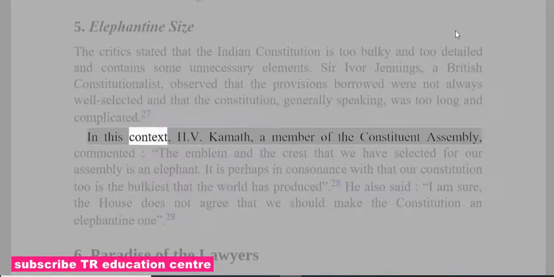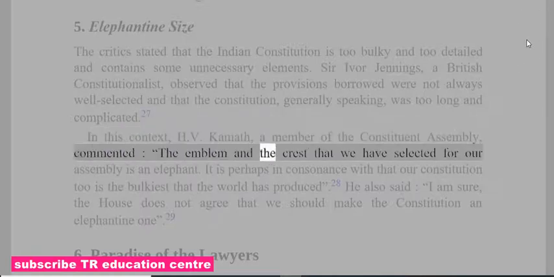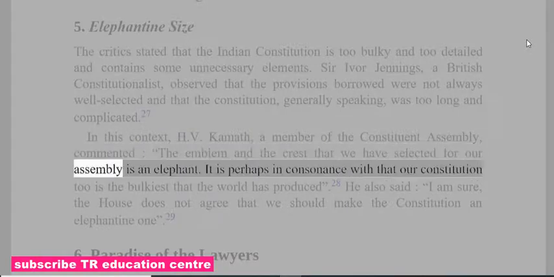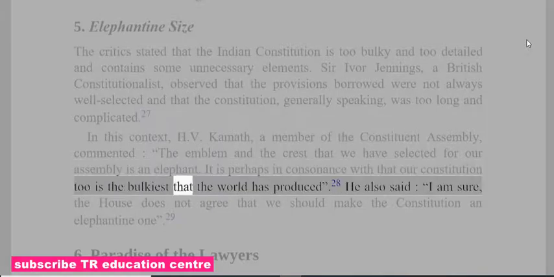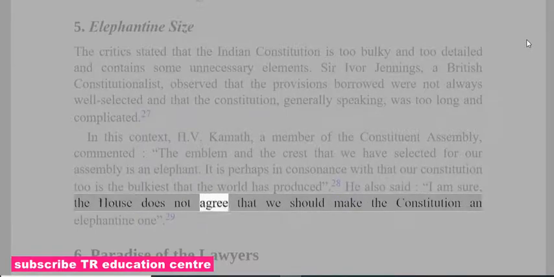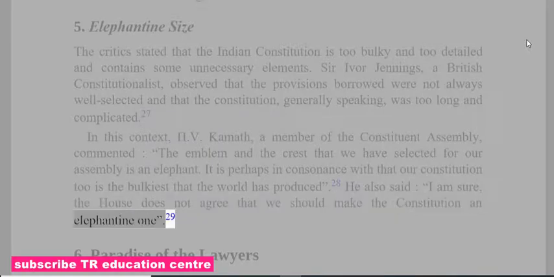In this context, H.V. Kamath, a member of the Constituent Assembly, commented, the emblem and the crest that we have selected for our assembly is an elephant. It is perhaps in consonance with that our constitution too is the bulkiest that the world has produced. He also said, I am sure, the House does not agree that we should make the constitution an elephantine one. Paradise of the lawyers.